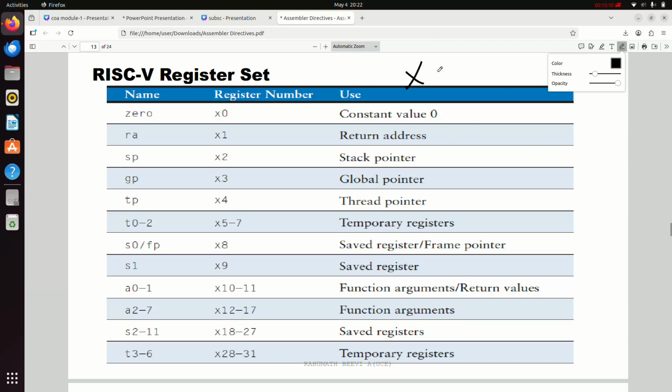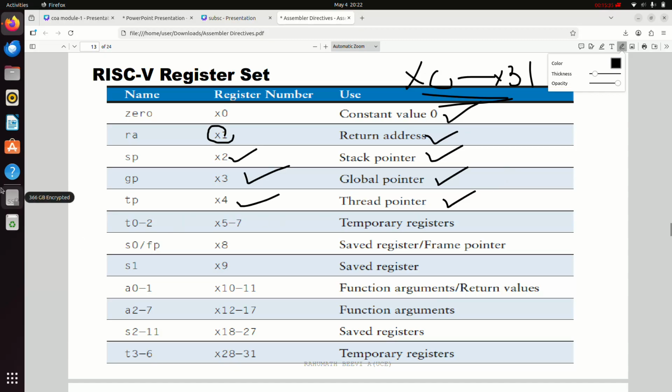We know that from x0 to x31 there are general purpose registers available to us. x0 always has the constant value 0. Now what do x1 to x31 have? That is what you have to understand now. x1 contains the return address. x2 contains the stack pointer. x3 contains the global pointer. x4 contains the thread pointer.